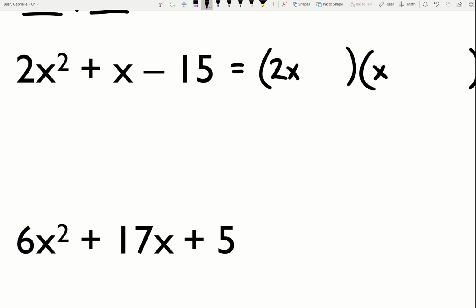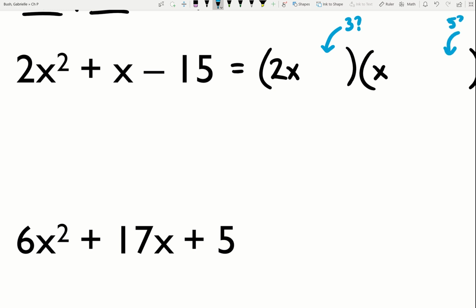That very last term is negative 15, okay? So what we need to think about here is the L in FOIL. We need to think about what we would have to put here so that if we were to do the very last step of the FOIL method, which is to multiply last times last, we would end up with a negative 15. Luckily for us, negative 15 doesn't have too many factors. 3 and 5 are basically the factors we want to look at here. But that begs the question, what goes in what space? Is it going to be the 3? Is it going to be the 5?